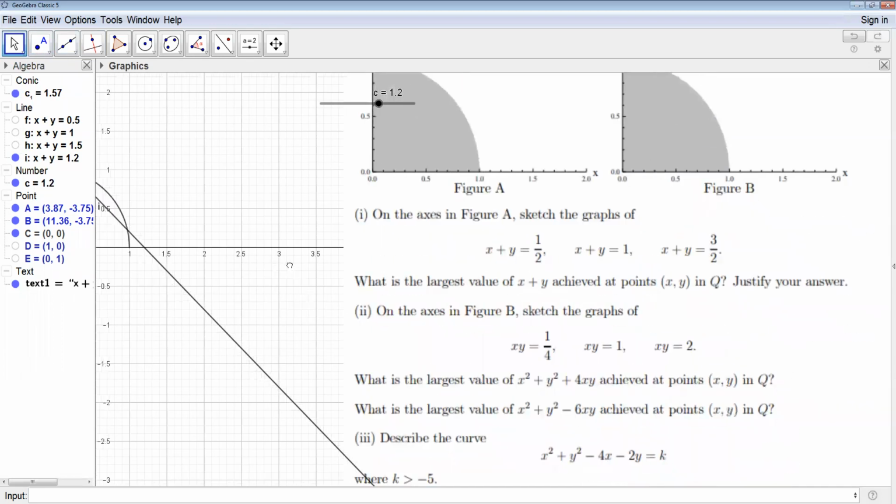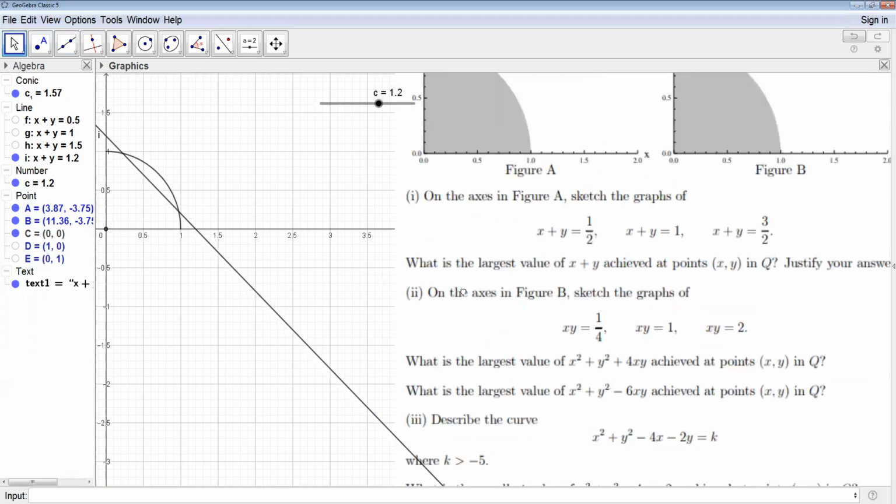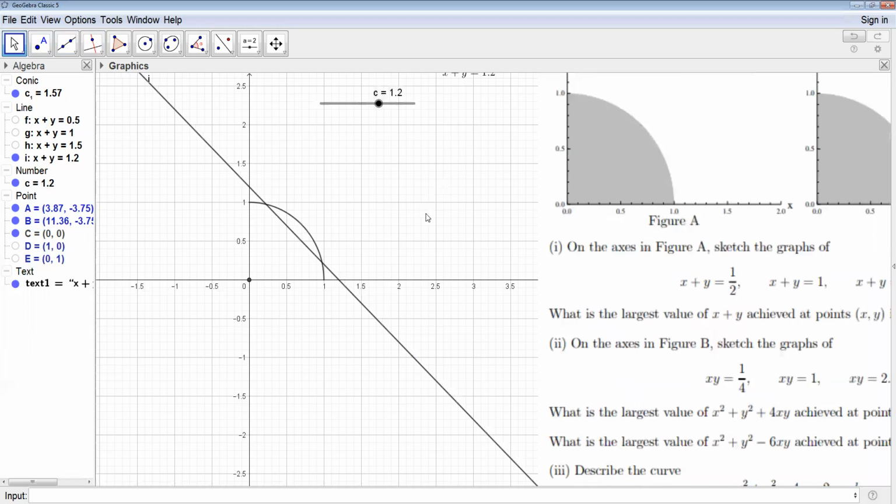There we go. Next, they want us to draw the line xy equals 1/4, xy equals 1, xy equals 2. Now, really, if you rearrange these, they are of the form y equals k over x, if you see what I mean, because this is going to be 1 over 4x, this is going to be 1 over x, and this is going to be 2 over x if you rearrange it to make y the subject. So you really want to know what the graph y equals k over x looks like. And it's not difficult to draw, it really isn't.